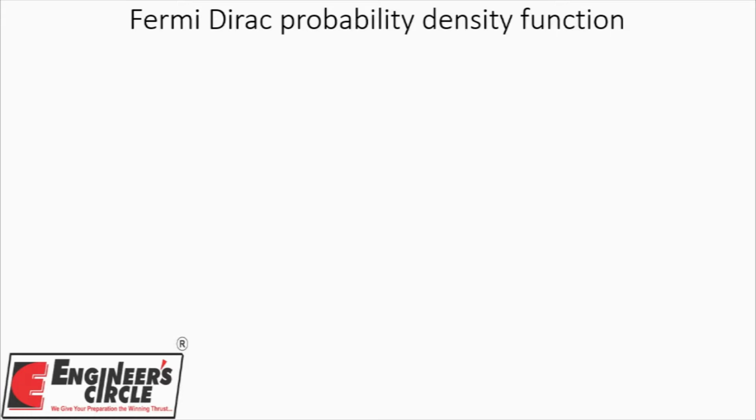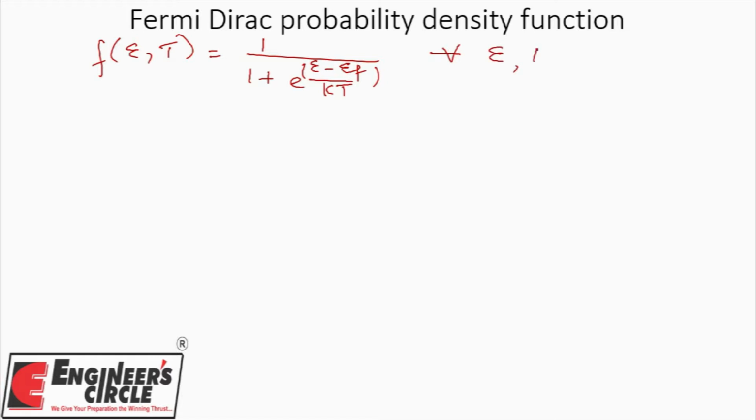So when you look at the Fermi-Dirac probability density function, f of E comma T is 1 divided by 1 plus e power (E minus EF) divided by kT, for all E and T.